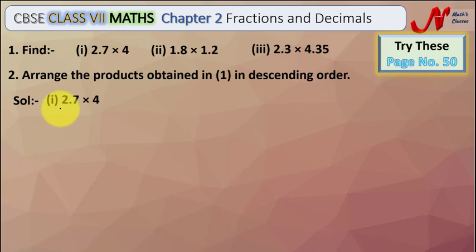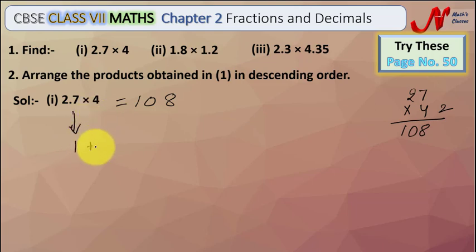In that one it is given 2.7 into 4. We have to find the product of 2.7 into 4. To find this, first we multiply 27 with 4. So 4 7s are 28, 4 2s are 8, 8 plus 2, 10. So the product is 108. Here in the decimal number we have 1 digit after the decimal point. The second number does not have any decimal point. So in the product we keep the decimal point from right to left after 1 digit. So we get the answer 10.8.